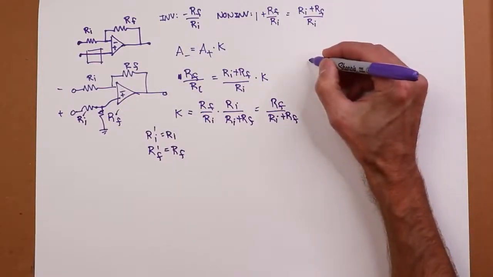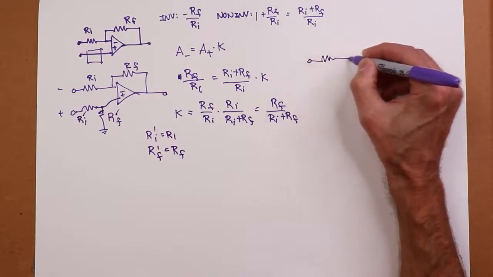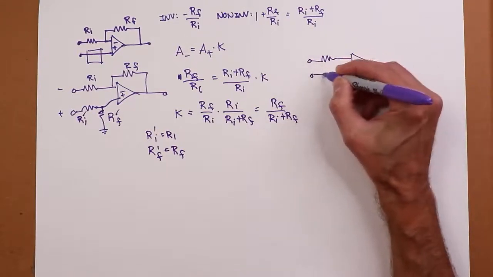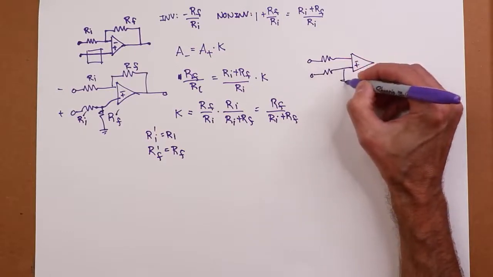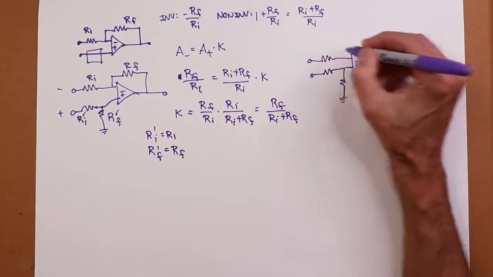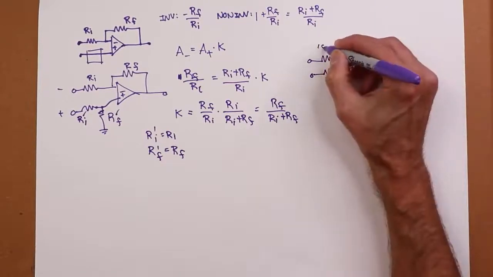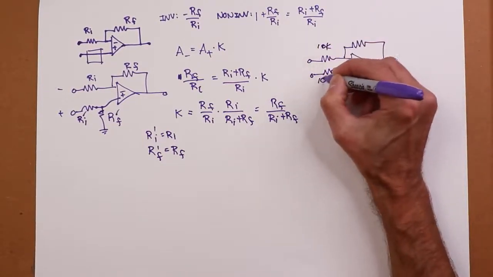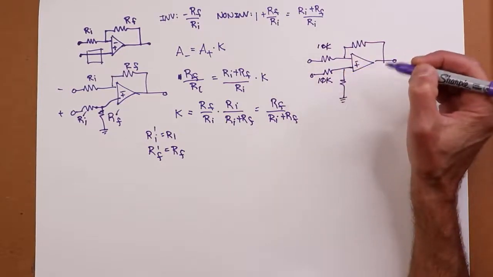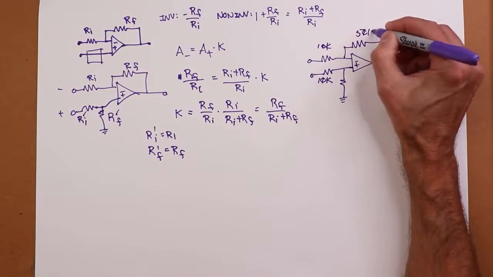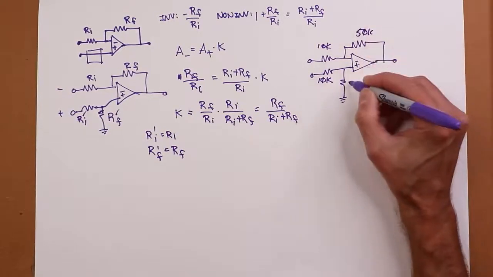Right? So if we come over here and we say, I am going to make up a little circuit like so. Let's say that's a 10K. So I'm going to make this 10K. Right? Those are going to match. And then 50K over here. Put a 50K over there.